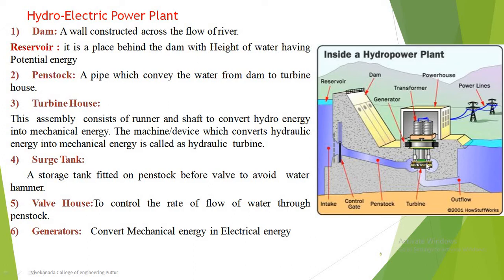The turbine rotates, and it is coupled to the generator. The turbine converts hydraulic energy into mechanical energy. The generator converts mechanical energy into electrical energy.